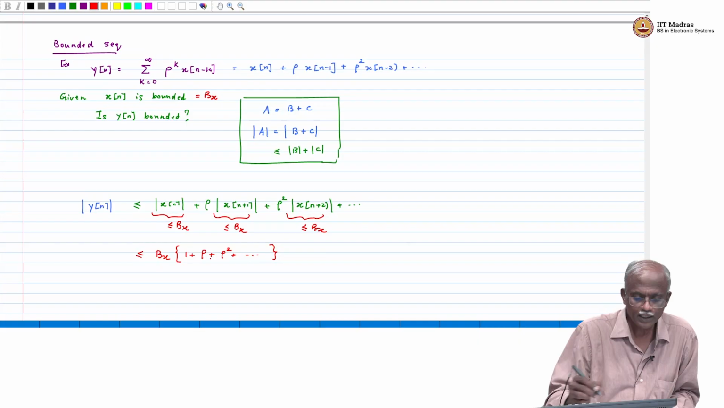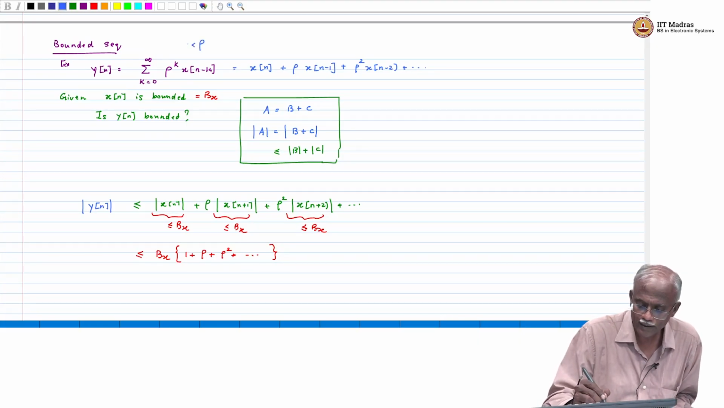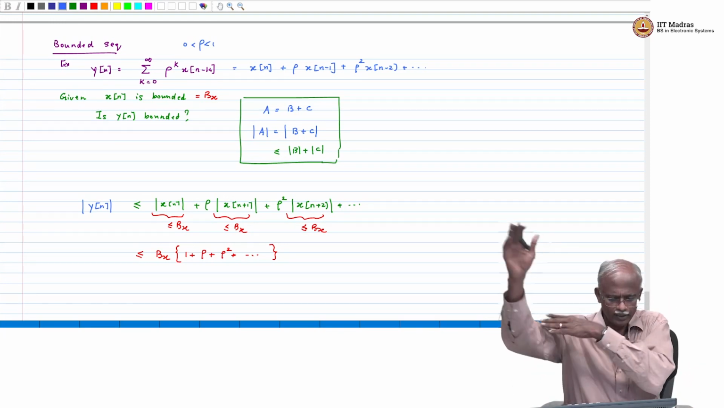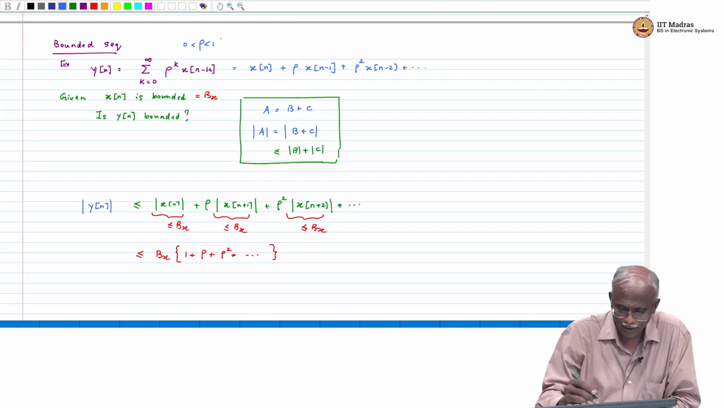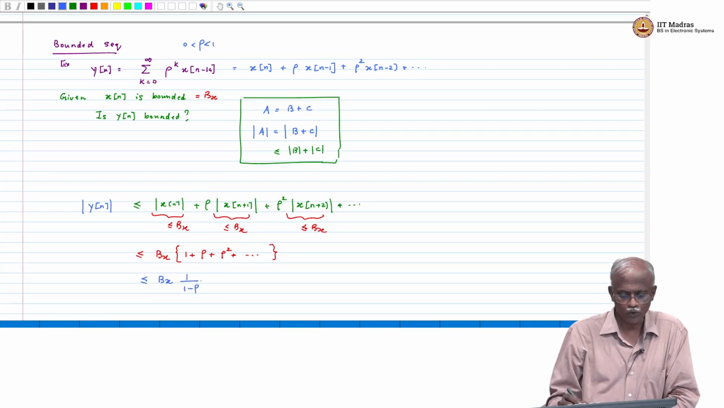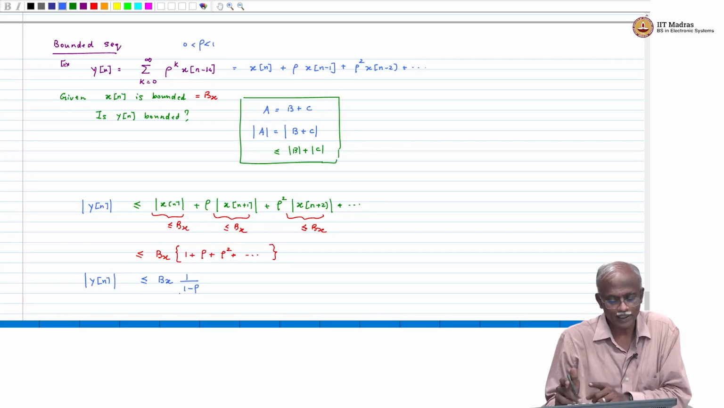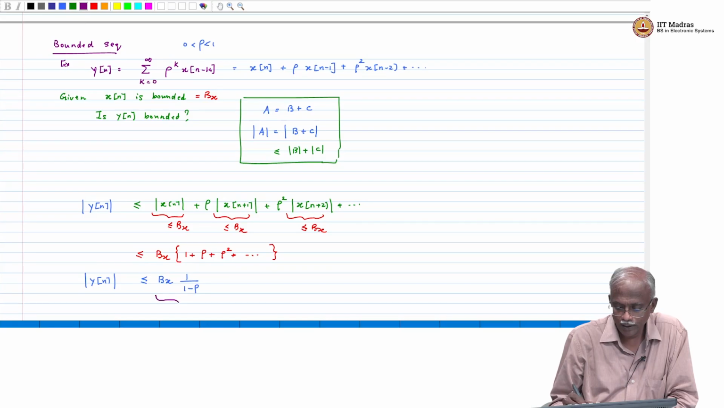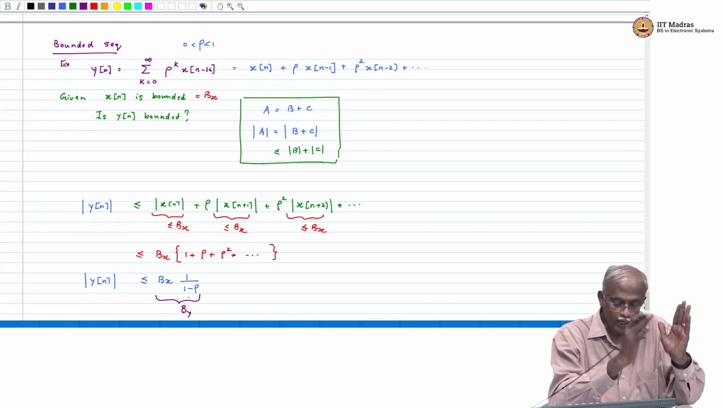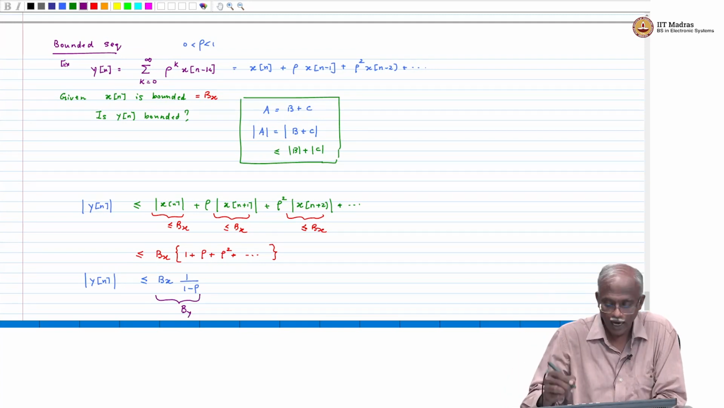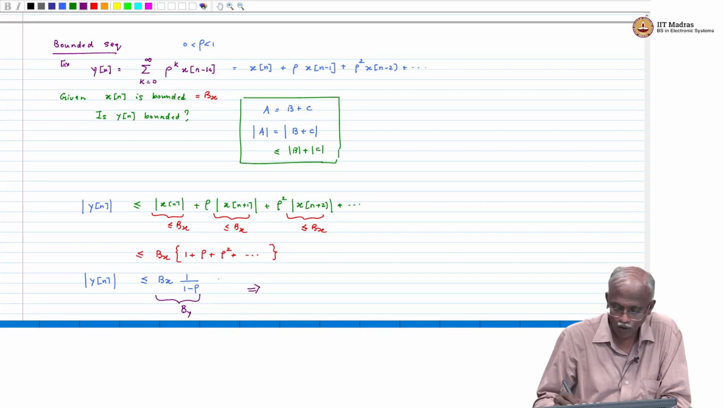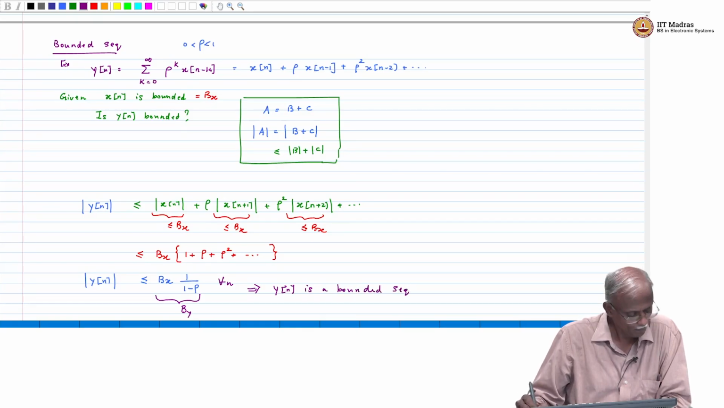Okay, that's a geometric series where, if we are given that rho is greater than 0 and less than 1 (if it's greater than 1, it's an expanding series, so it's not useful), this will be a convergent geometric series, bx times 1 over 1 minus rho. And we are able to say that every value of y of n must satisfy this limit. So, in other words, we can call this particular term by and then say that y of n is always bounded by by, for all values of n. Therefore, this implies that y of n is a bounded sequence.